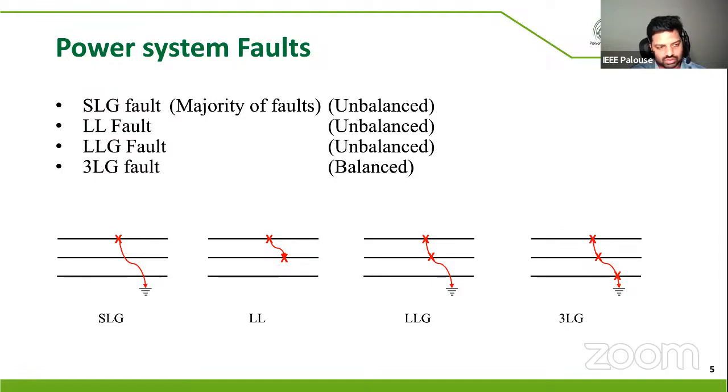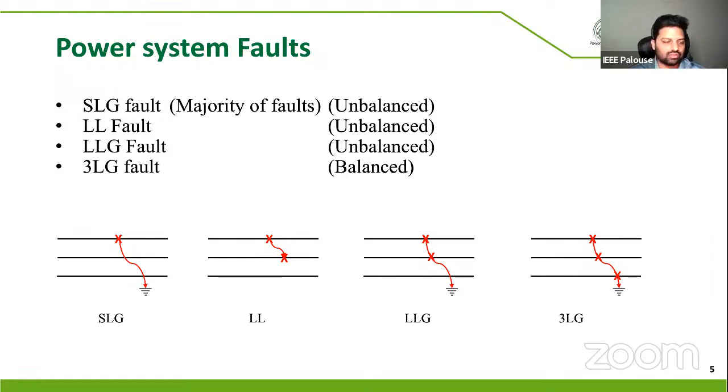So the major faults that are experienced by a power system are single line to ground faults, line to line faults, line to line to ground faults, and three line to ground faults. Among these, single line to ground faults are the majority, constituting up to 80% of the cases. The first three of these, SLG, LL, and LLG, are all unbalanced faults. A three line to ground fault, when all three lines are combined and together touch the ground, is a balanced fault.